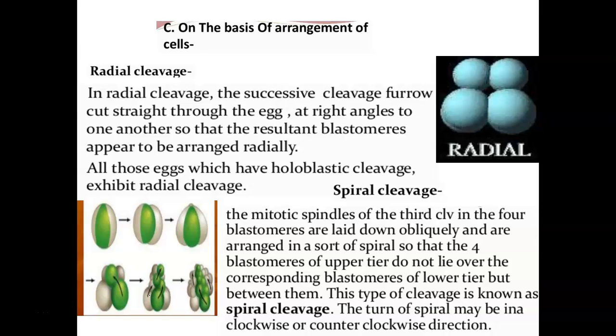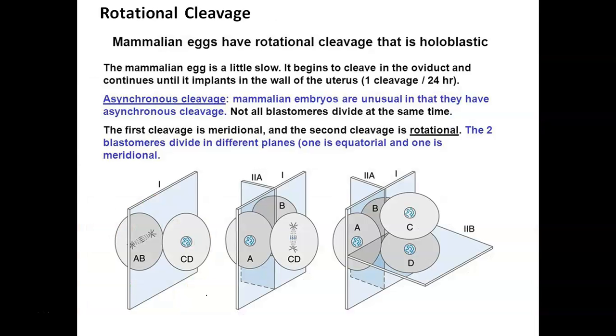The third one is the arrangement. Here you can see the first is radial, where the first division is at right angles to the other. Spiral is where, at the third cleavage, the fourth blastomeres are laid down obliquely so that the upper tier does not lie over the lower but sits between them. So the spiral arrangement is there. You can see here, once this one, then second, then third, these spirals are formed. Now the next one, which is important for humans, is rotational. The first division is meridional. After that, one cell divides, that is rotational, and then the other cell divides this way. It is also asynchronous because all the blastomeres are not dividing at the same time.